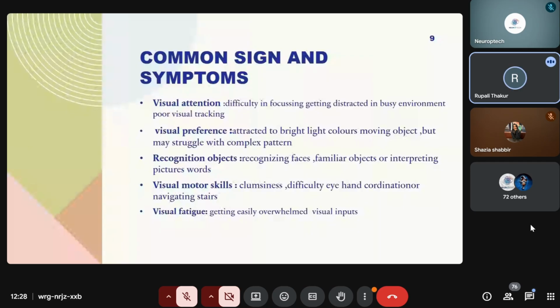clutter. Even many times at home, when our home has lots of things there, we also feel very puzzled and irritated. So how are you going to understand, the child is already having a problem, and we tell them, okay fine, you are going to do this, and it is not that easy to command them either. Visual fatigue also, getting easily overwhelmed with the visual inputs. The same thing, if you are putting so much stuff, then they are not able to initially identify what type of object it is. Maybe after rehab they are able to identify, but for some initial time they are not able to identify what type of object it is.